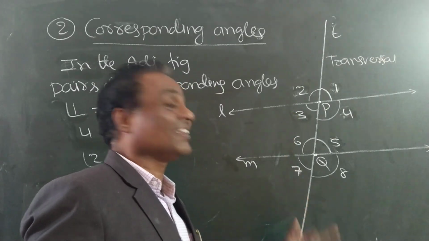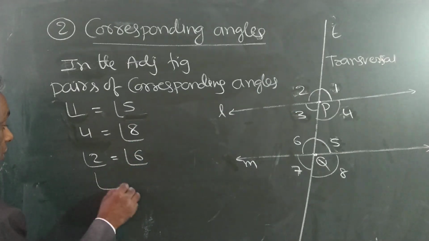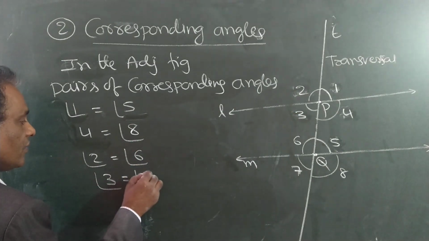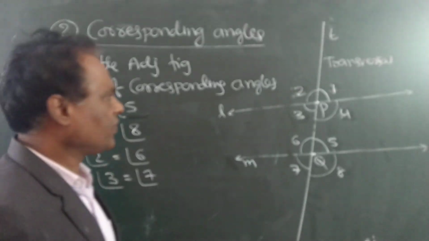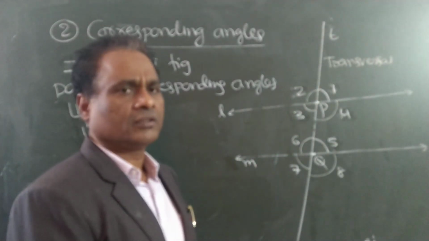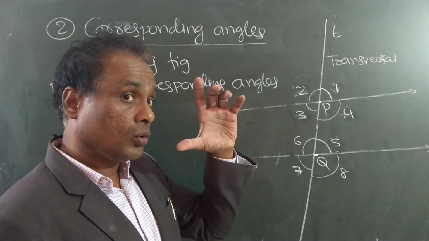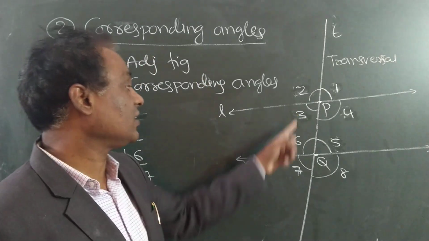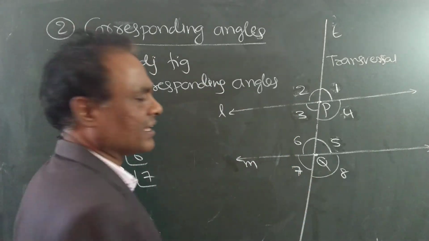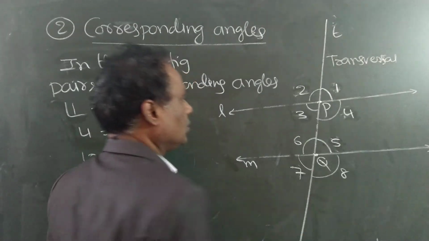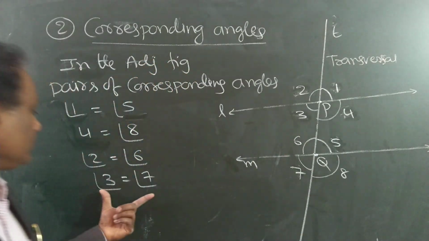Similarly, 3 and 7 are equal. So this concept you should know. Whenever any such figure is there, suppose I say 3 is equal to 7, then you have to know the reason. Why is 3 equal to 7? Because they are corresponding angles.